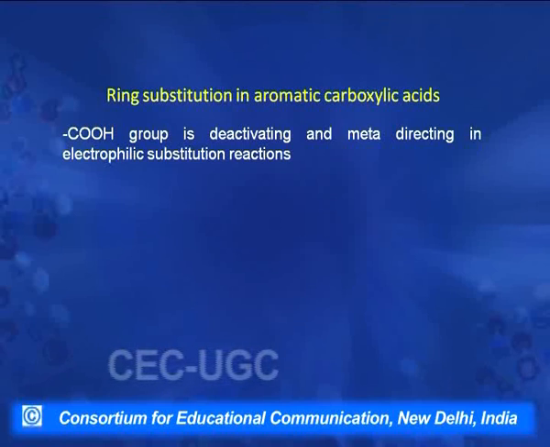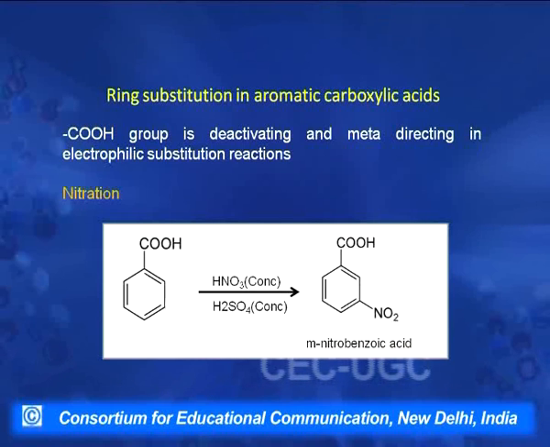But the other 3 reactions work. When we carry out the nitration of benzoic acid, this is treated with concentrated nitric acid and sulfuric acid mixture, and a nitro group is introduced at the meta position. We get meta-nitrobenzoic acid.